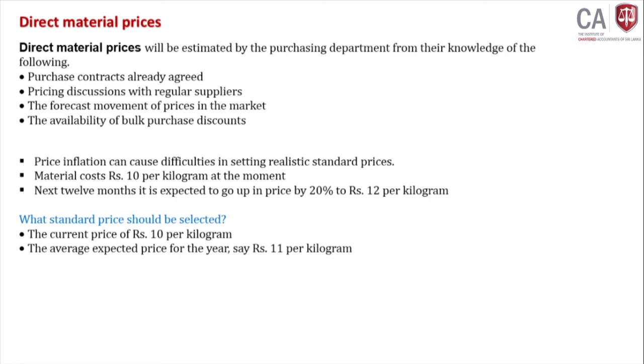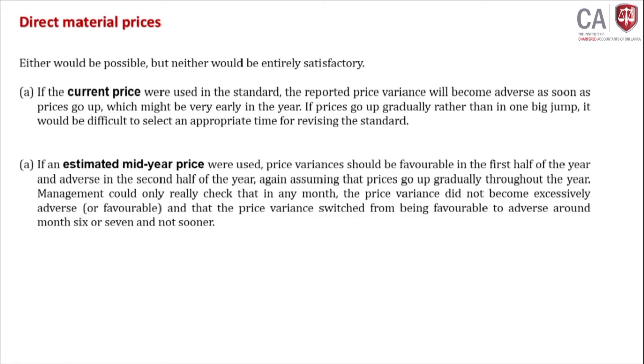So what standard price should we select? Current price is 10 rupees per kilogram, but the average price will be, let's say, 11 rupees per kilogram. Do we take 10 or 11? This is the answer: both are possible. Either you can go ahead with 10 rupees or you can select 11 by keeping some allowance for inflation.